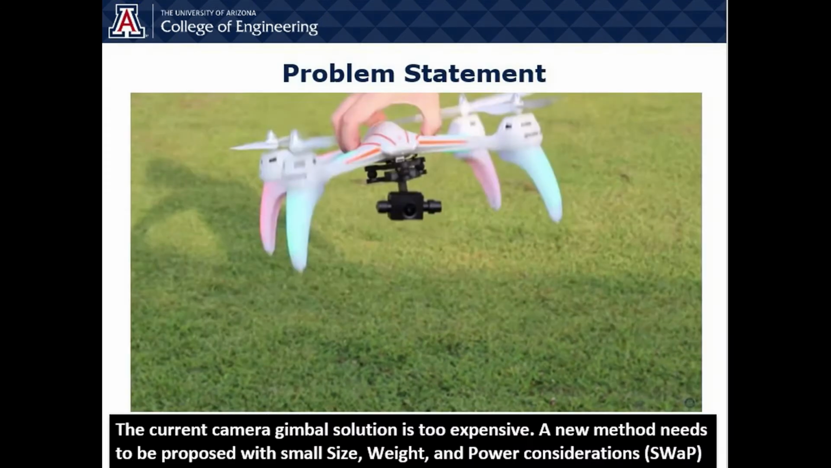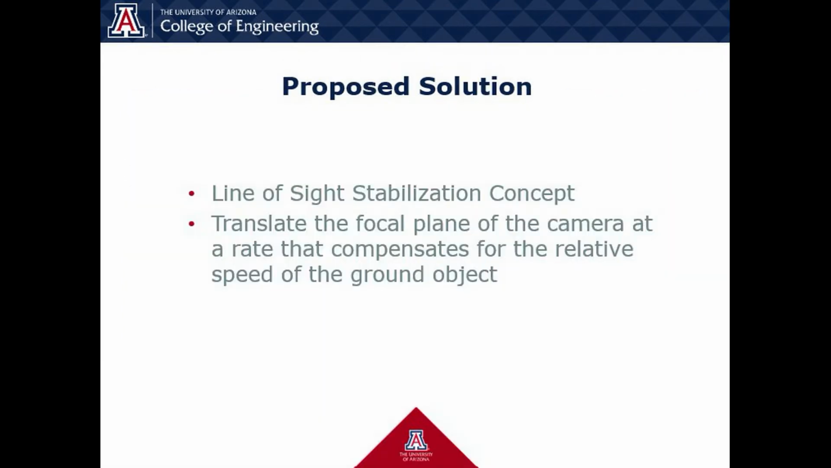Our solution to this problem is to eliminate the gimbal completely and base our design off of the concept of line of sight stabilization. This means that instead of moving the whole camera system on a gimbal, we will just be moving the focal plane of the camera. This concept will allow stationary objects to not appear blurry on the detector of the camera.